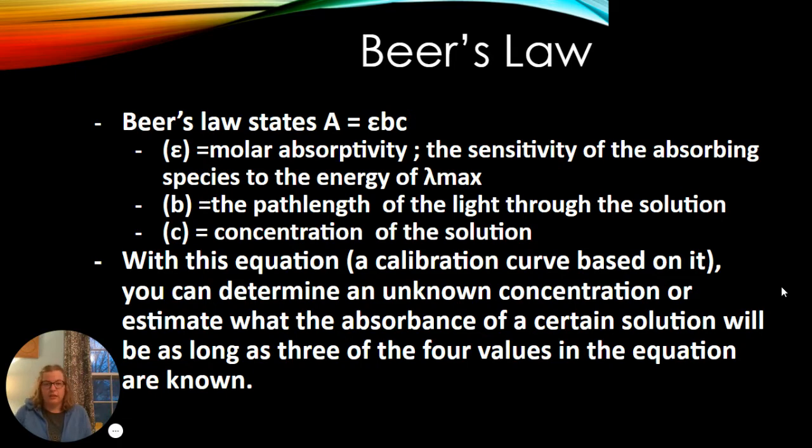Okay, now, like I had talked about in the previous slide presentation, what Beer's law does is it basically takes that linear regression and puts it into an equation. So Beer's law states that absorbance is equal to epsilon times B times C. And epsilon is something called the molar absorptivity constant. It's unique to every chemical that you test. So if I'm doing a nickel solution versus a copper sulfate versus a potassium permanganate solution, that molar absorptivity constant is going to be different for each.